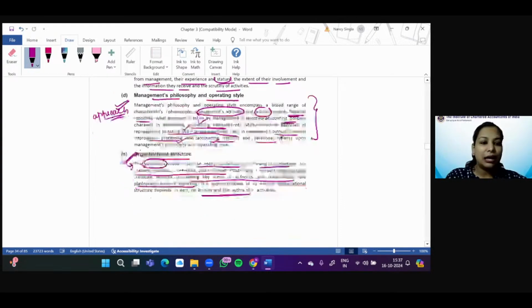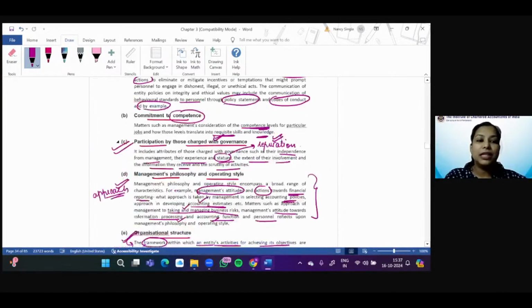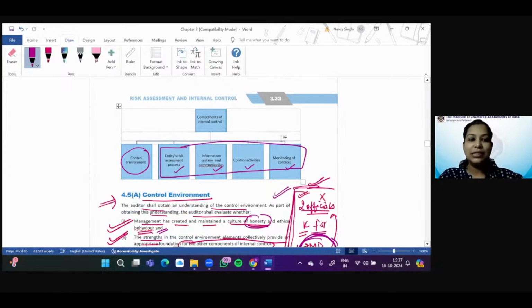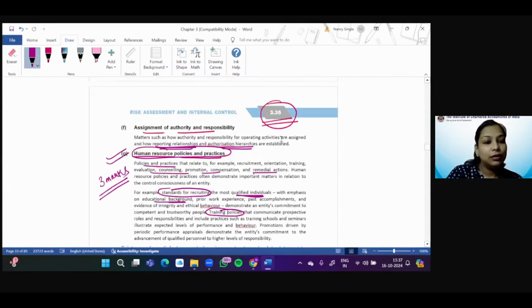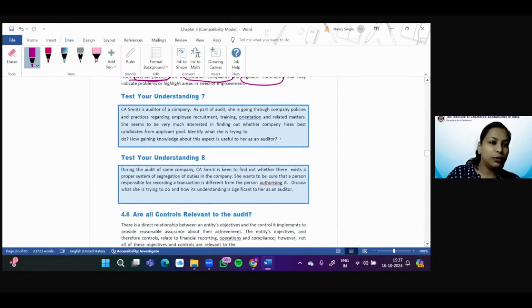So quickly tell me, are you able to understand this topic? Then we'll proceed with the next topic. I was discussing with you that we have done 5 components: control environment, entity's risk assessment process, information system and communication, control activities, and the monitoring of controls. Quickly send in your replies whether this topic is clear to you or if there is any doubt. Then we'll start with the next topic. If you are all clear with this topic, then quickly go through test your understanding 7, on page number 3.38.